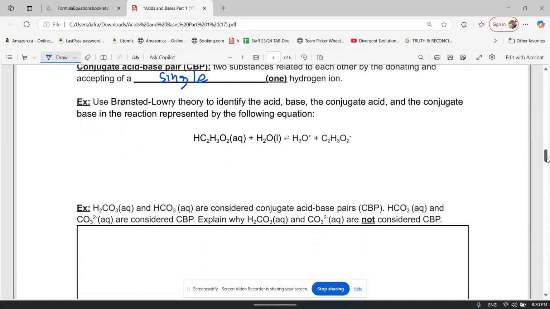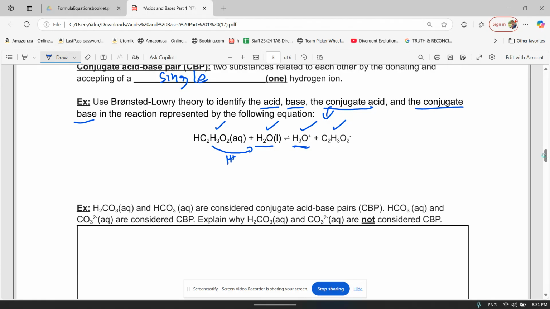So, knowing that, try to label this equation here with the terms acid, base, conjugate acid, and conjugate base. Pause the video, try it, and then we'll go over it. So, in this reaction, we have this substance here reacting with water to produce H3O plus and C2H3O2 minus. Now, notice that H2O became H3O plus. That means that it must have received an H. So an H went from there to here.